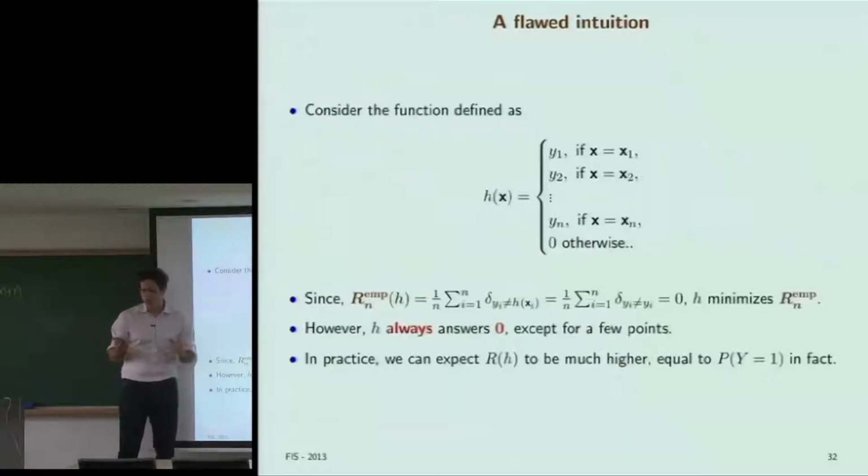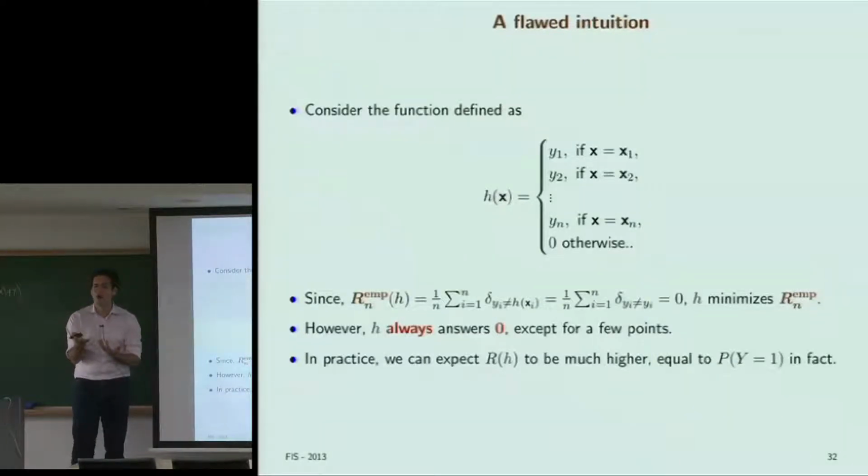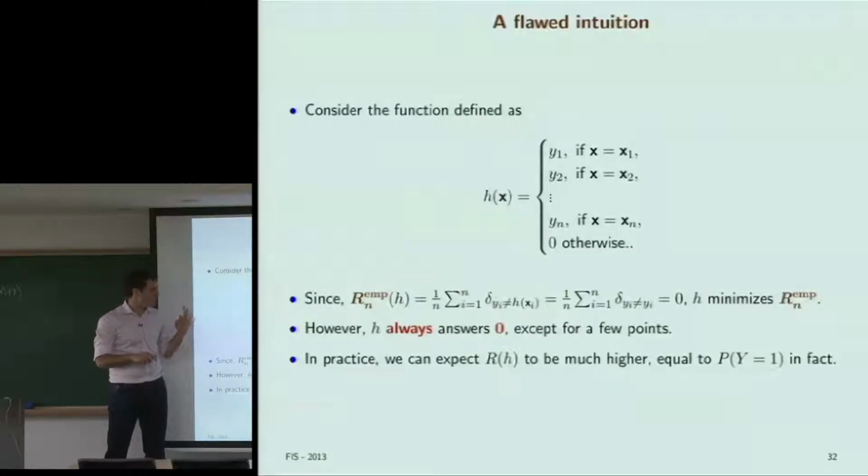Suppose someone gave you the database, which is x1, y1, x2, y2, etc., xn, yn, and you're dealing with a classification problem. People might call this overfitting, but you could also very simply think of it as memorizing the database. You create a function h, which very stupidly answers all of the data that you gave me so far.